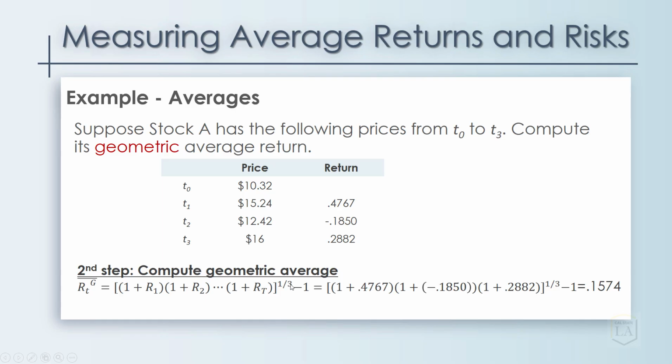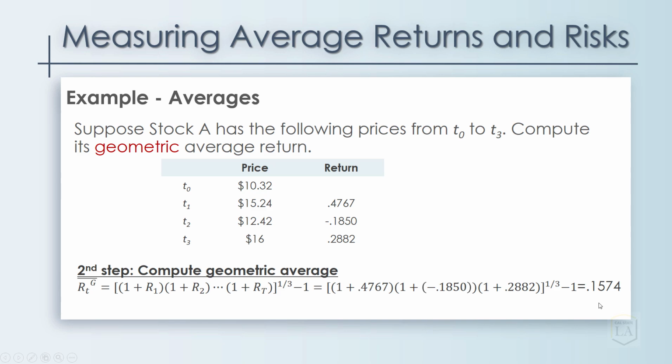So this is supposed to be t, and t is 3 in this case, so you're using 3. So 1 plus 0.4767, 1 plus negative 0.1850, and then also 1 plus 0.2882. You just multiply that all together. In other words, you're compounding all the returns inside this parenthesis, inside the bracket. And then you take it to the power of 1 over the time period, which is 3. Subtract 1, and you will have 15.74% as the geometric average in returns.